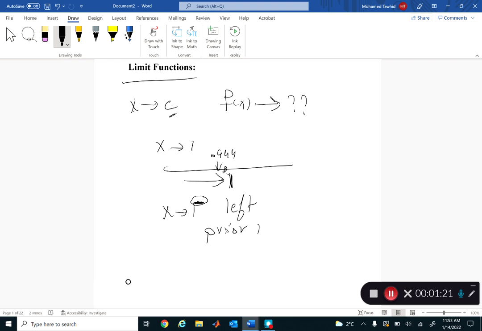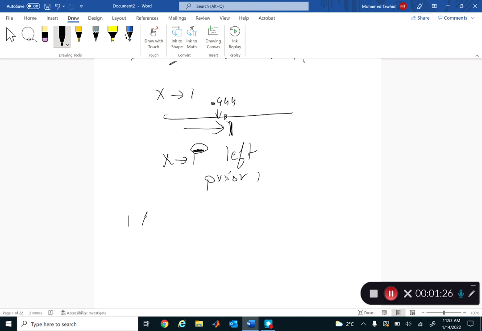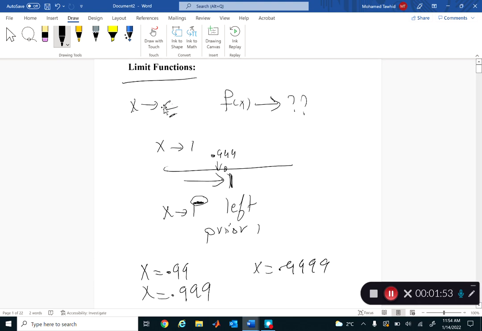Some people say, I'm going to take 0.99. Other people maybe take 0.9949 or 0.959 and so on. No problem, you can take it very, very close to 1, but keep in mind it does not equal 1, and we call it the left limit.